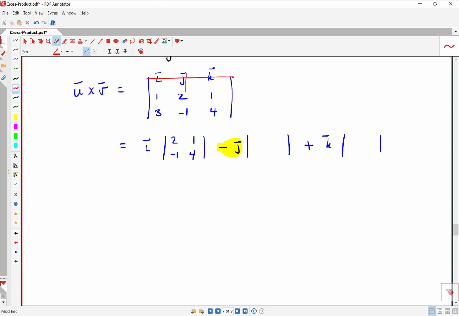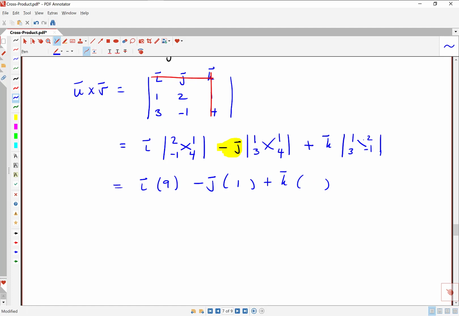So for the j term, just cross out that row and column, and you'll have a little 2 by 2 determinant that looks like this. And then for the k term, cross out that row and column, and you'd have 1, 2, 3, -1 for your 2 by 2 determinant. All right, so let's calculate the details. Remember, every time we write down a 2 by 2 determinant, we're just talking about this forwards product minus backwards product. So that would be 9 minus j times 4 minus 3, which is 1, and then plus k times -1 minus 6, which is -7.